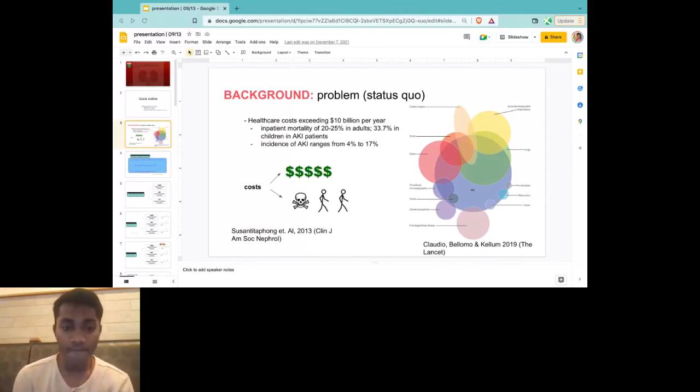This third bullet is the most interesting problem, and it's the one that we're trying to attack from the research perspective, and that's the wide variance in the incidence rates. The error bounds that Susan Titafong and colleagues have estimated are between 4 and 17%, but looking in the literature, that number actually ranges anywhere from 2 to 51%. So there's quite a large variance in terms of acute kidney injury.